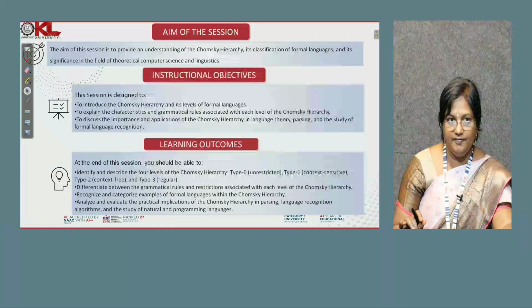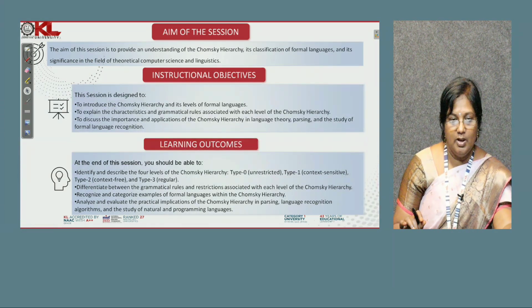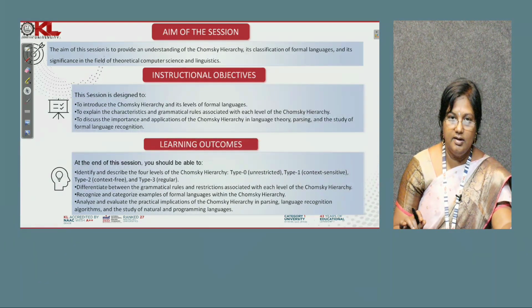As we know, the aim of the session is to provide an understanding of the Chomsky hierarchy, its classification of formal languages and its significance in the field of theoretical computer science and in linguistics. Now the objectives: to understand the Chomsky hierarchy and its levels of formal languages, to explain the characteristics of grammatical rules associated with each level of the Chomsky hierarchy, to discuss the importance and applications of the Chomsky hierarchy in language theory, parsing and the study of formal language recognition.